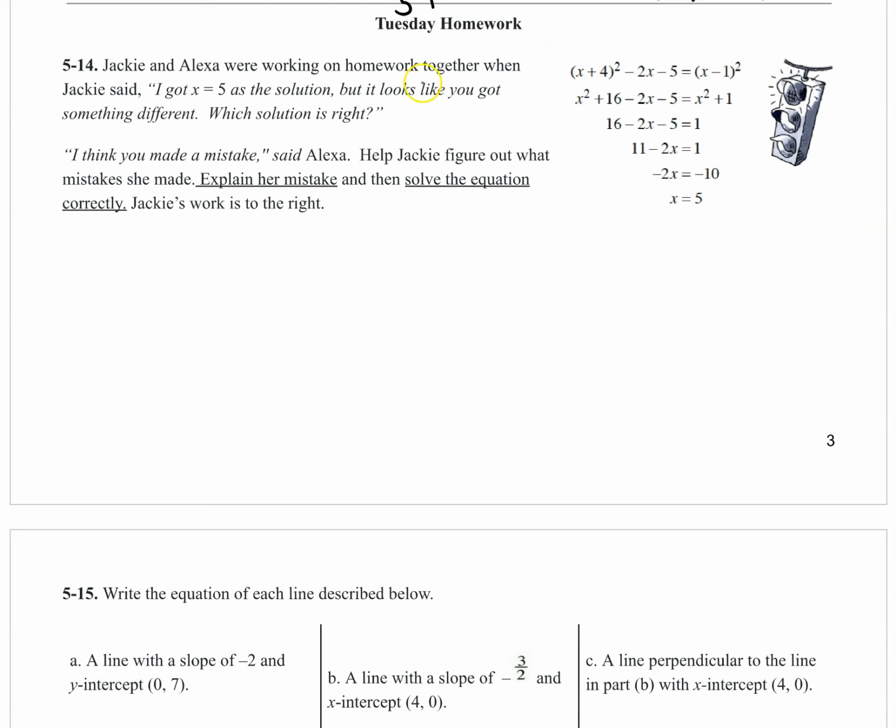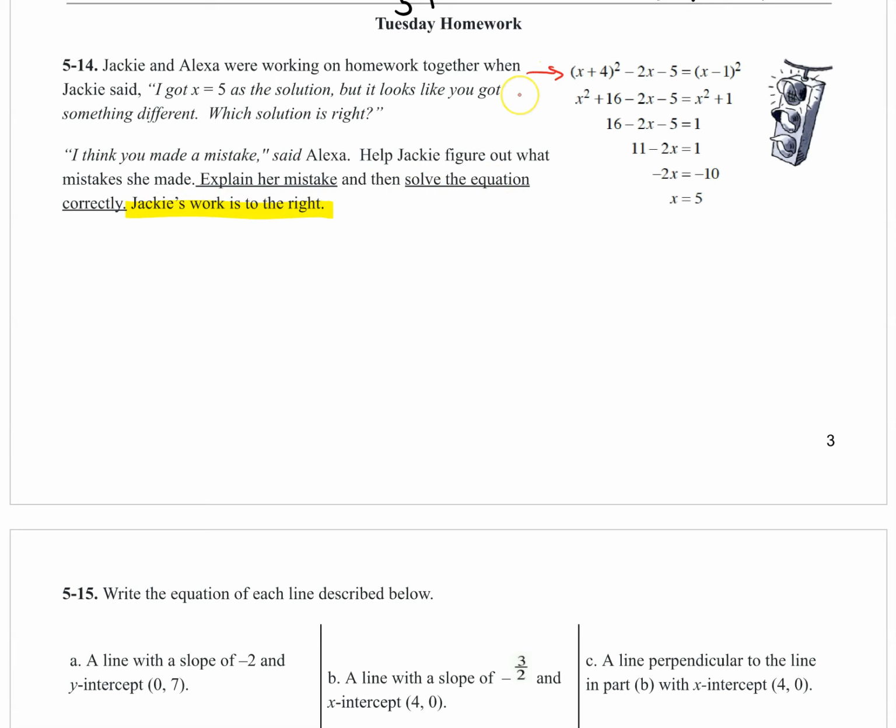Alexa, we're working on homework together when Jackie said, I got x equals 5 as a solution, but it looks like you got something different. Which solution is right? I think you made a mistake, said Alexa. Let's help Jackie figure out what mistake she made. Explain her mistake and then solve the equation correctly. Jackie's work is to the right.